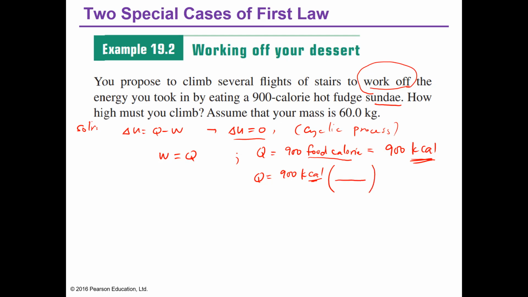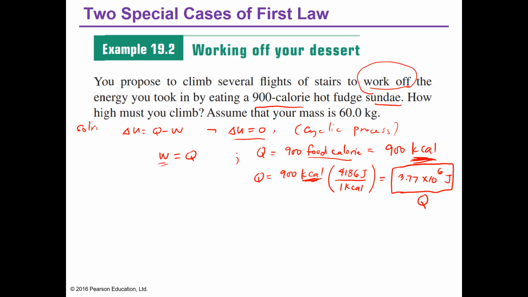So ito ang iyahang conversion. 1 kilocalorie is equal to 4186 joules. So therefore, my Q is equal to, multiply this, 3.77 times 10 to the 6 joule. So this will be the heat added in the system. So nakuha na nako ang Q. Okay? We know now Q, but we don't know W.